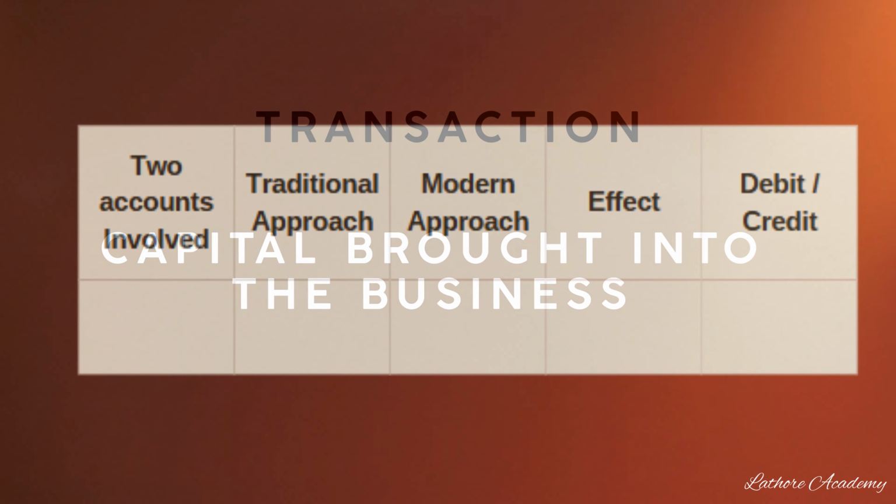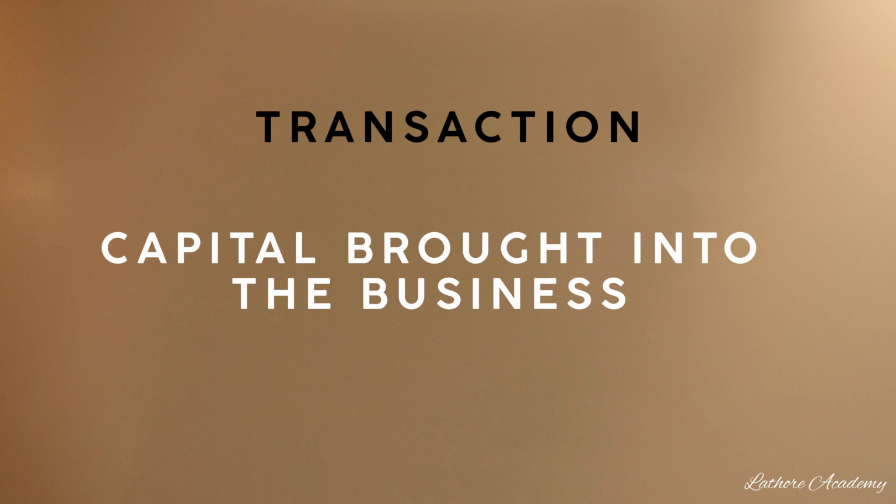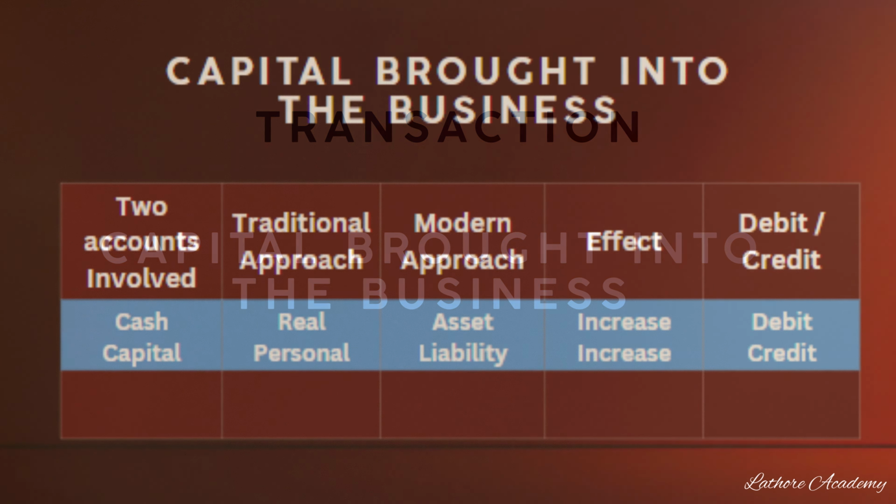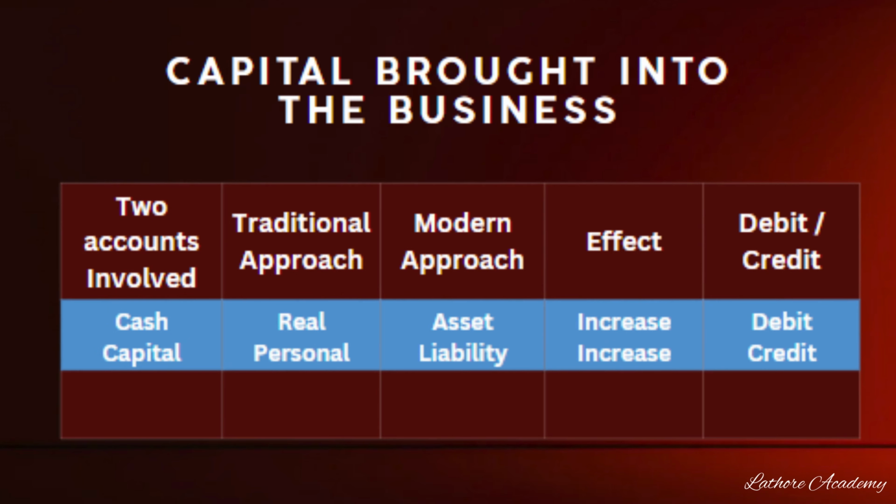First transaction, capital brought into the business. The two accounts involved here are the cash account and the capital account. Cash is a real account as per the traditional approach. Capital is a personal account as per the traditional approach. Whereas in the modern approach, cash is an asset, capital is a liability.